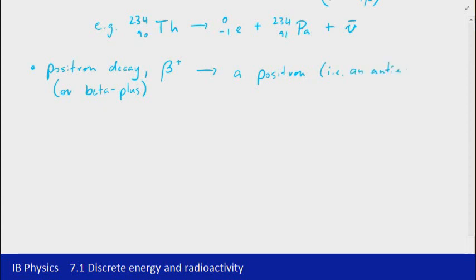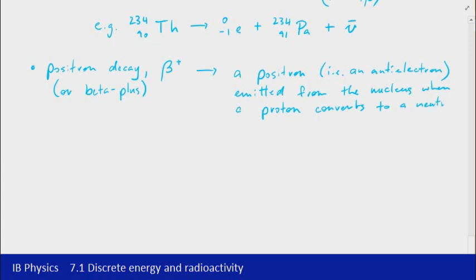It's basically the same as an electron, the only difference is that it has the opposite charge. So it has the same mass, has all the other same properties, but it has positive charge instead of a negative charge. And we get a positron when a proton converts to a neutron. So a proton converts to a neutron, a positron, and another subatomic particle, the electron neutrino.